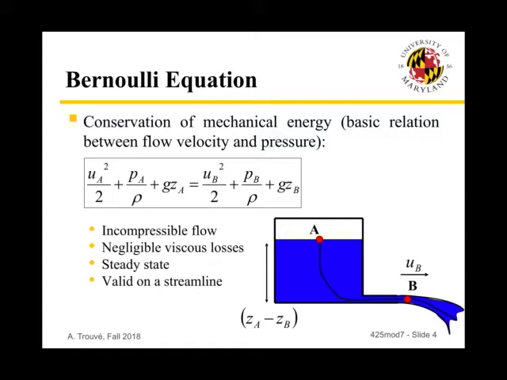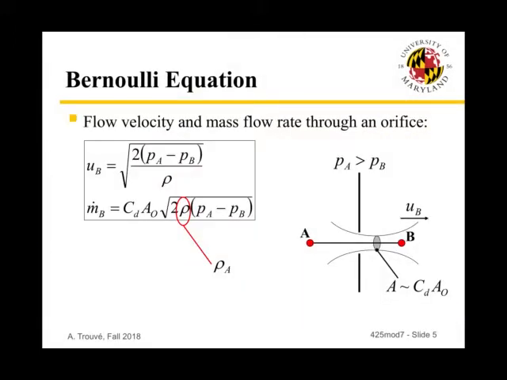Now, if you do some simplifications, for example, if you assume that the change in elevation between A and B is small, so ZA is roughly equal to ZB, and if you also assume that the flow surface area at A is much larger than the flow surface area at B, which means that the velocity at A is much lower than the velocity at B, so that you can neglect UA squared when compared to UB squared, you are left with a simple equation that relates UB to the pressure change from A to B. And this leads to the well-known Bernoulli velocity expression: the square root of 2 delta P divided by rho.